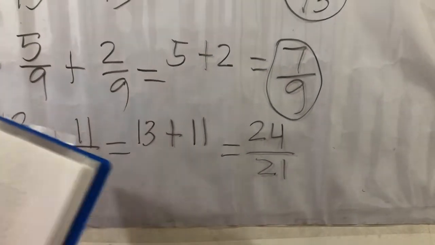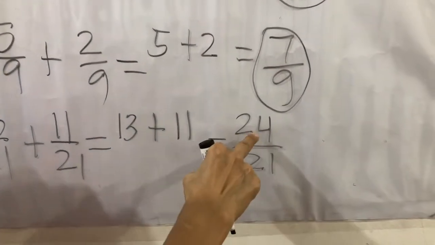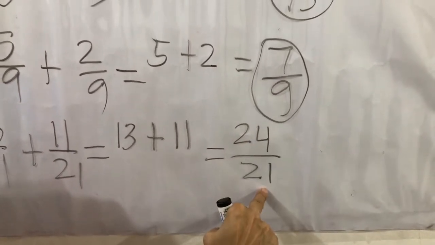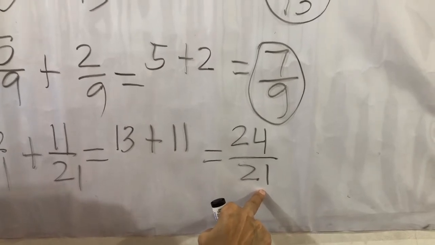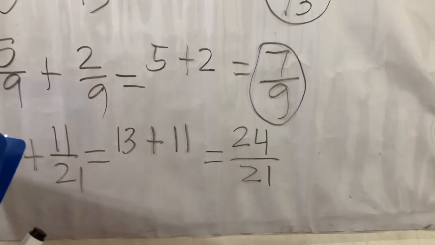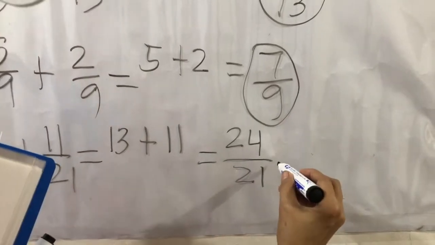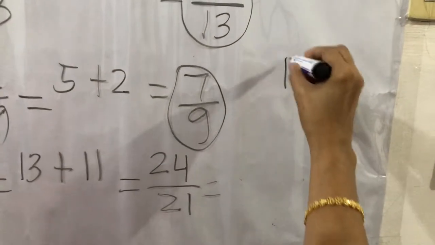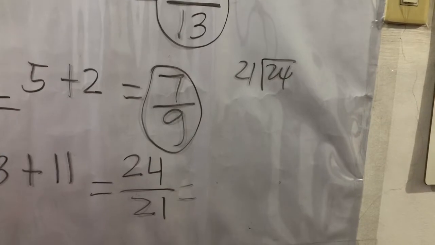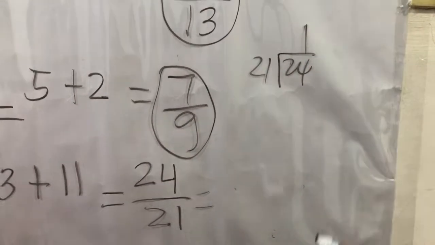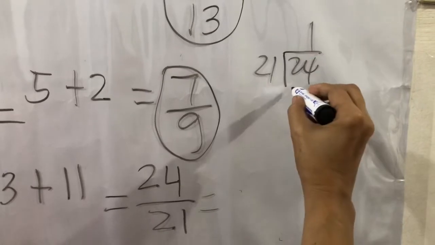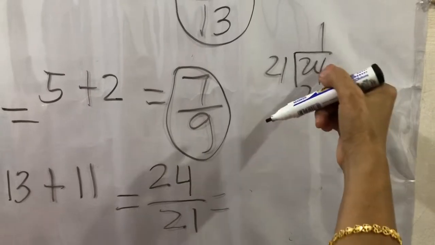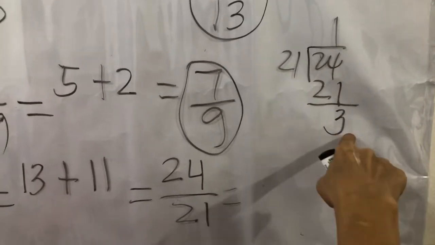But that is not yet the answer in lowest term. You see the numerator is 24. That is bigger than the denominator 21. So that means you can simplify that one into a mixed number by dividing. We have 24 divided by 21 equals 1. That is the quotient. So 1 times 21, 21. So 24 minus 21, that is 3. So that is the remainder.